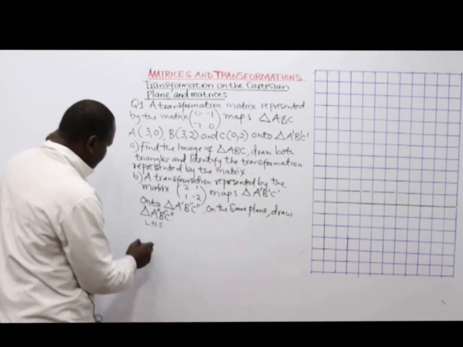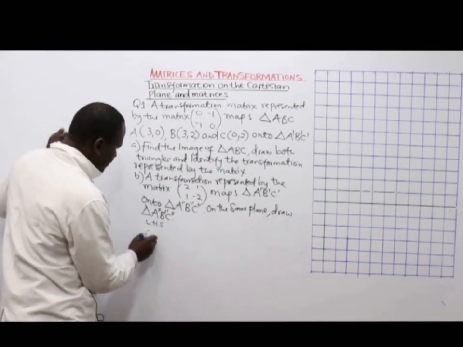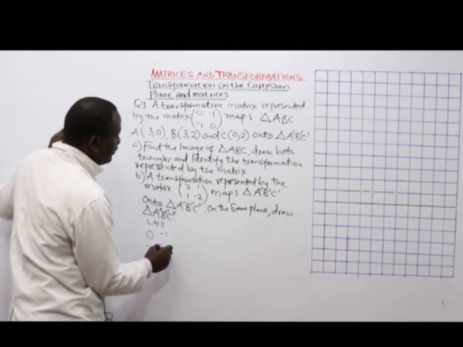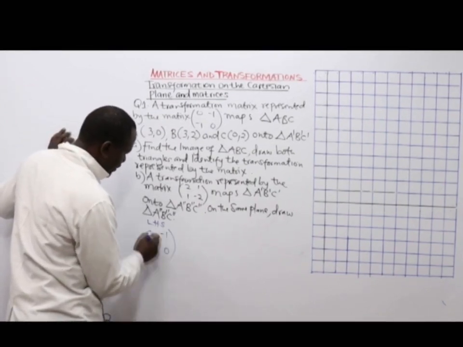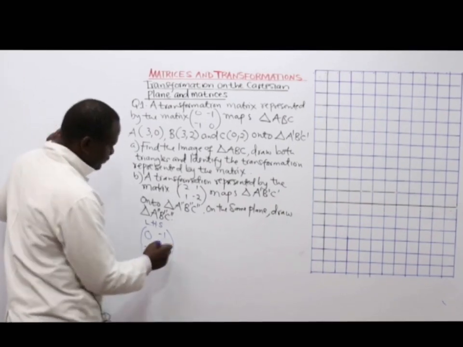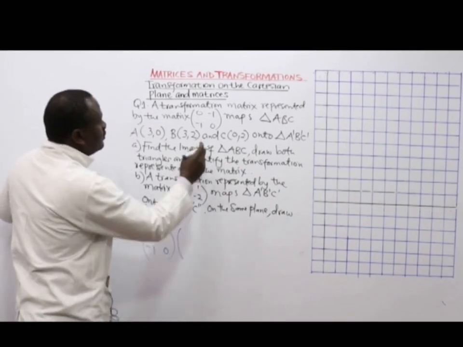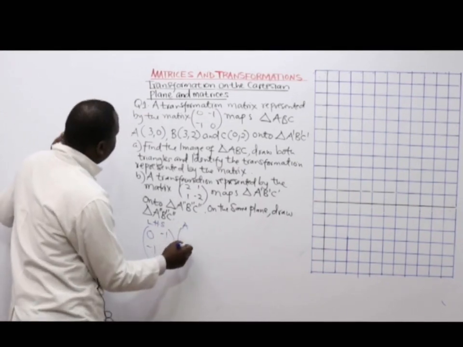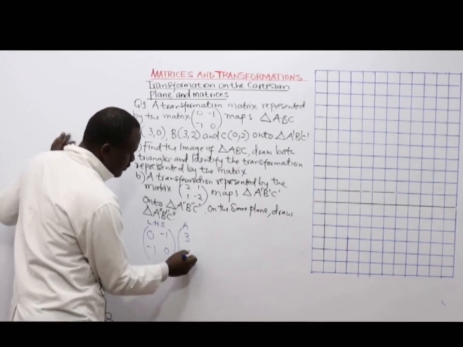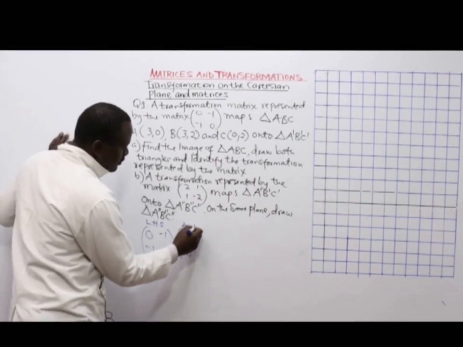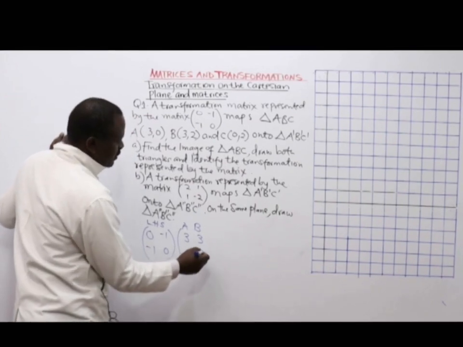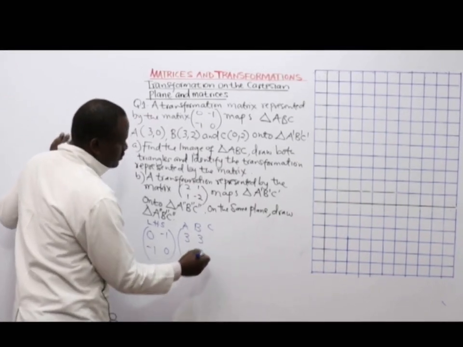always. We say 0, -1, -1, 0 on the left hand side. On the right hand side, the object, which is A (3, 0), B (3, 2), C (0, 2).